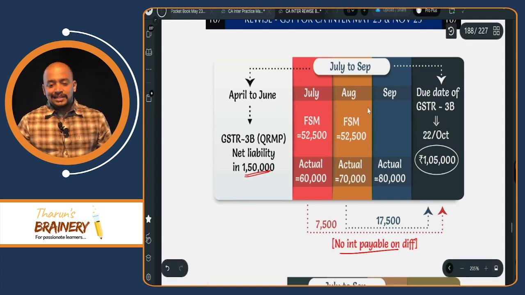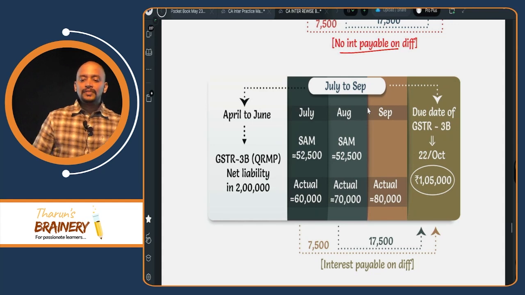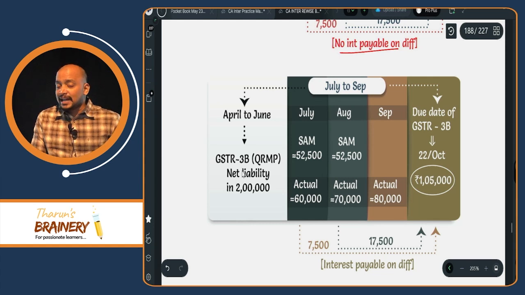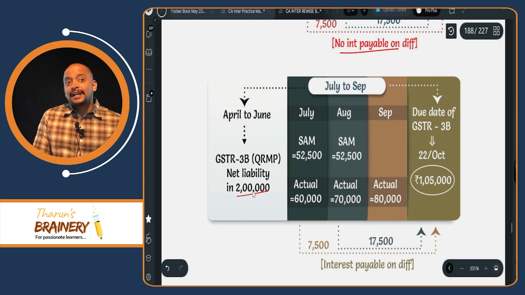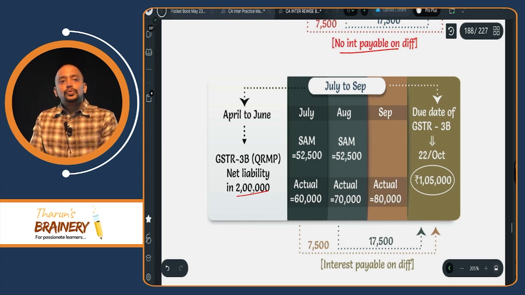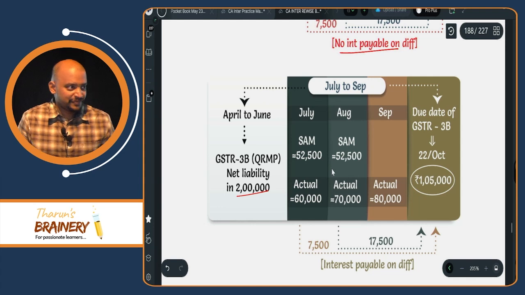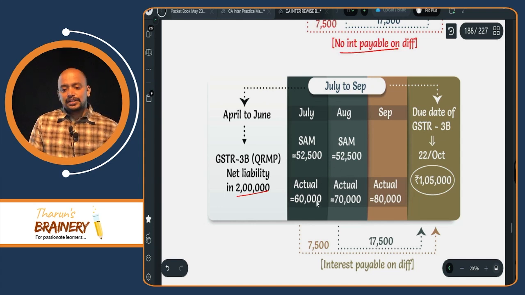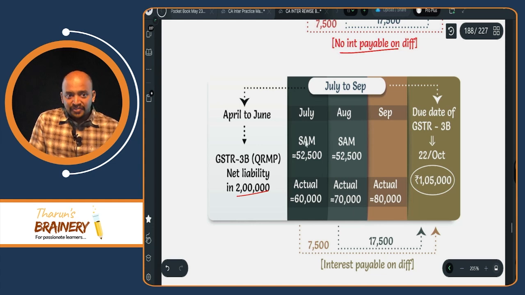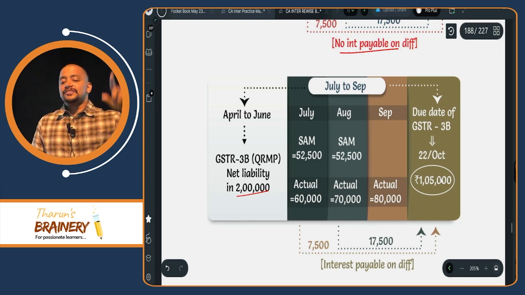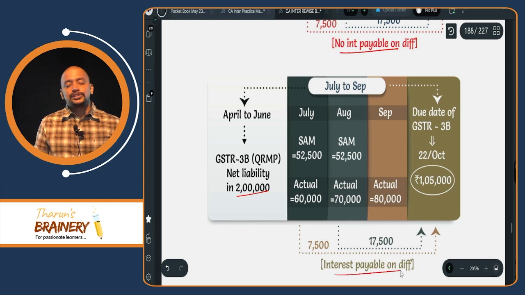Suppose it is under the self-assessment method. April to June I am under QRMP and the GSTR 3B net liability is 2 lakhs. 2 lakhs into 35% is what? 70,000. But I did not pay 70,000. I paid under the self-assessment method 52,500. But the actual liability is 60,000 and 70,000. Now, there is a difference. On this difference, should I pay interest? Yes. Even if I am paying this difference by 22nd October, I have to pay interest on the difference.